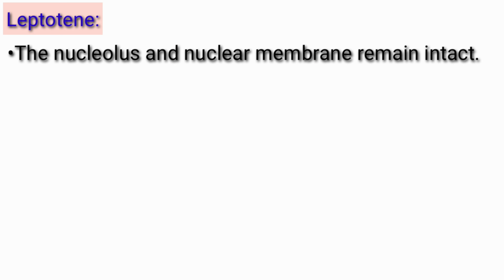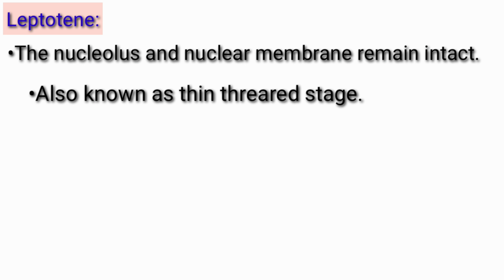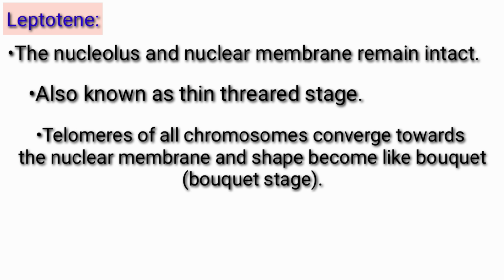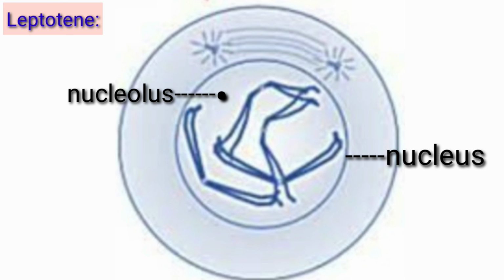Now see the first stage of prophase 1, known as leptotene. In this stage, the nucleolus and nuclear membrane remain intact. This phase is also known as the thin-threaded stage. The telomeres of all the chromosomes converge toward the nuclear membrane and the shape becomes like a bouquet. That's why this stage is also known as the bouquet stage. So this is the diagram of the leptotene stage, and these are the chromosomes which are arranged like a bouquet.